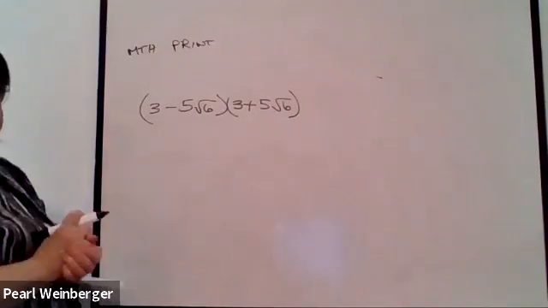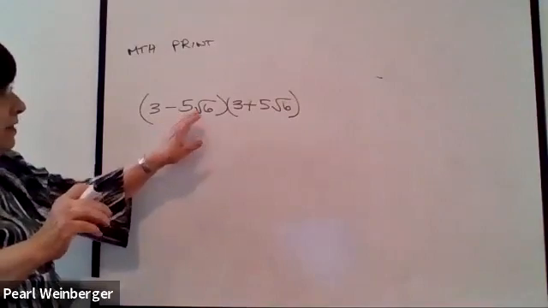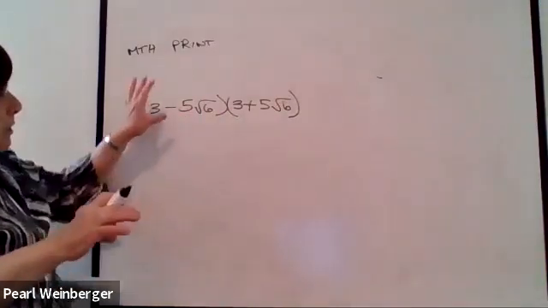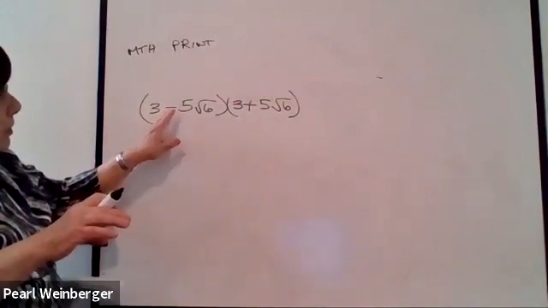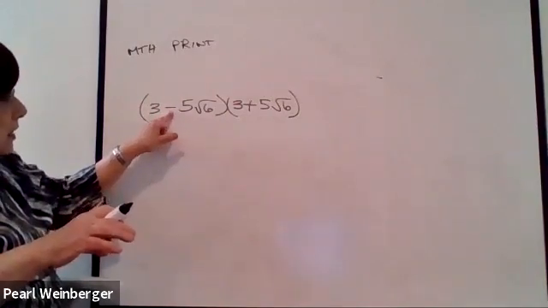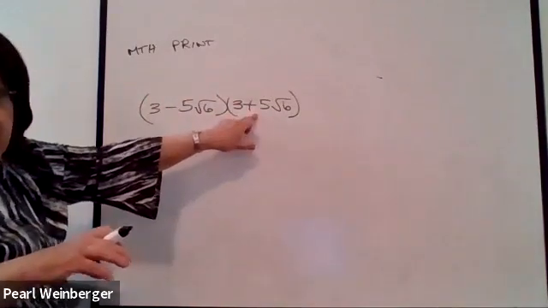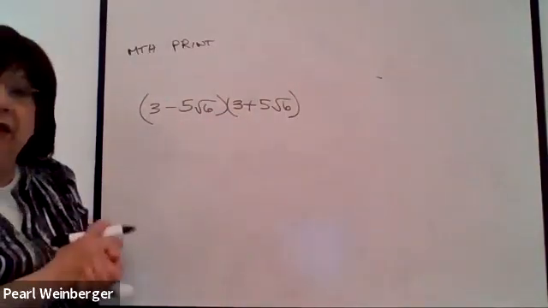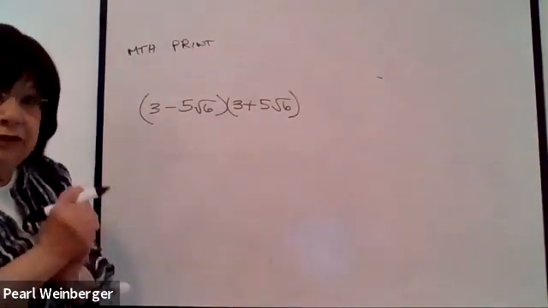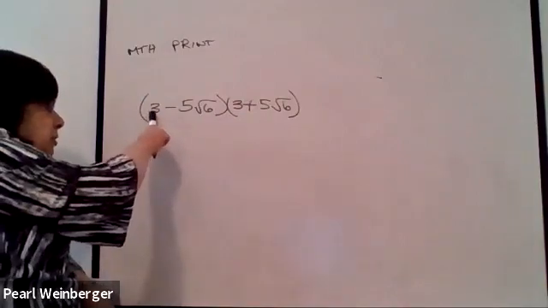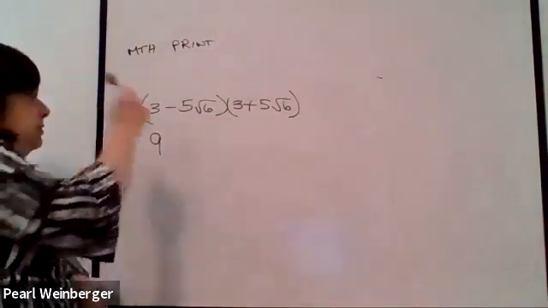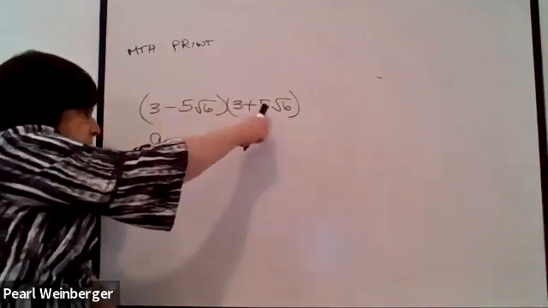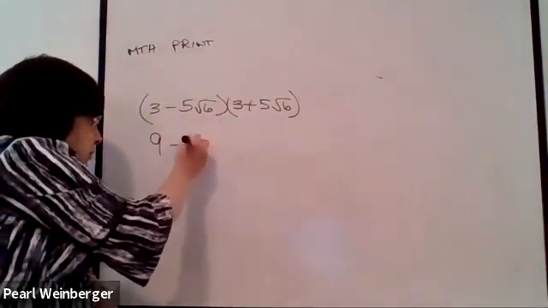Okay, let's do it. I see they are conjugate binomials because the two look identical, except one of the signs in the middle is negative and one of them is positive. So I know I can get away with just doing first and last. First, 3 times 3 is 9. Last, negative 5 times positive 5 is negative 25.